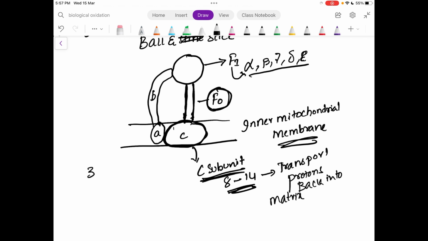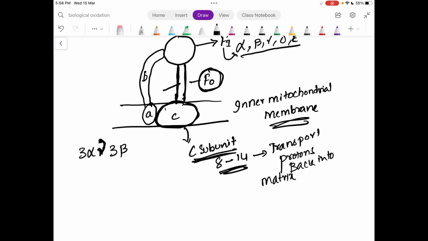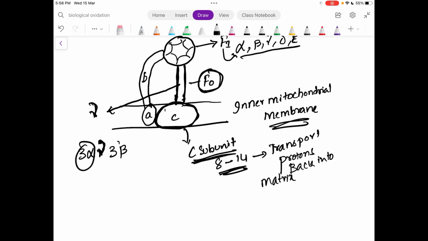In this, 3 alpha subunits will be there, 3 beta subunits, and in between these subunits, the gamma subunit will be there. This gamma subunit is very important. This is the gamma subunit. Here we'll have alpha, beta, alpha, beta, alpha, beta: 3 alpha, 3 beta. Between that, the gamma subunit will be there, in the center.